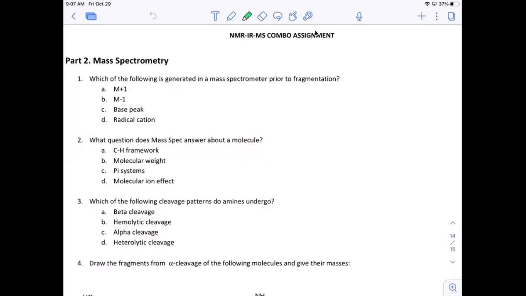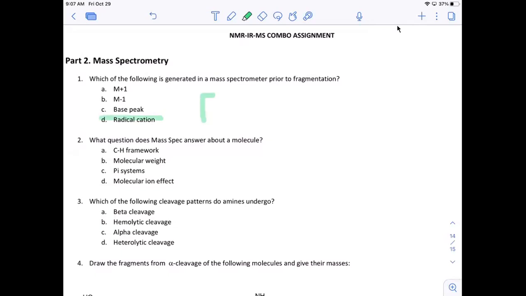Anybody? Is it the M+1? No, the M+1 is the isotope peak for your parent. Whatever your parent is, the M+1 is the parent plus one. So if the parent is 100, M+1 is 101. But the radical cation is what undergoes fragmentation.